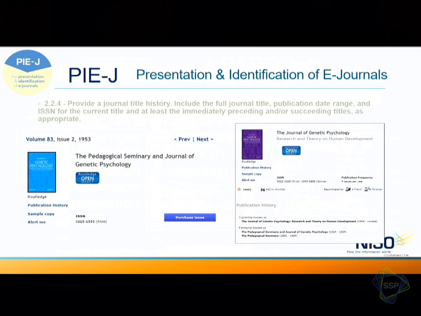Another recommendation, and this is kind of a big deal for libraries which are tracking all of their content: provide a journal title history. Include the full journal title, publication date range, and ISSN for the current title, and at least the immediately preceding or succeeding titles as appropriate. So libraries recognize that it's not unusual for publishers to change journal titles to make journals more relevant to changing audiences, but it is very important to provide linkages between these journal titles so that users can access older information, and librarians can also ensure that they are receiving all of that information. So in this case, we have an older title. I believe this is the older title. Yes, in 1953, the Journal of Genetic Psychology was called the Pedagogical Seminary and Journal of Genetic Psychology. And these things are linked on the Taylor and Francis website.